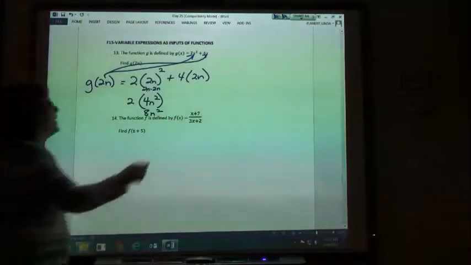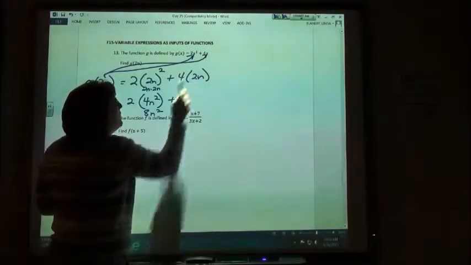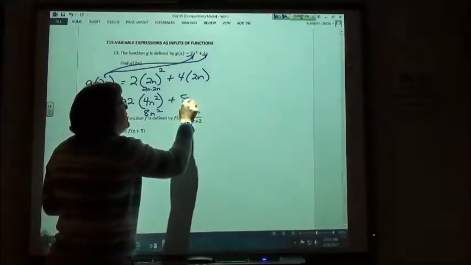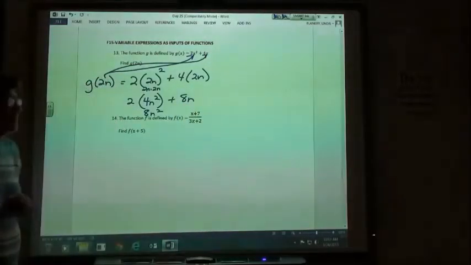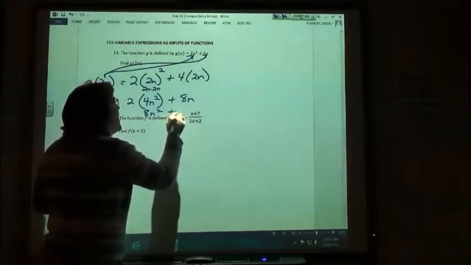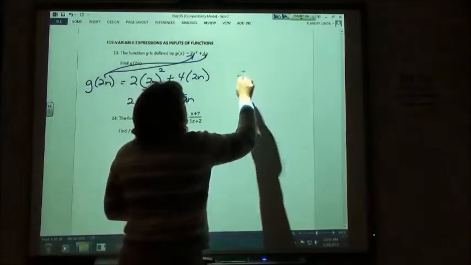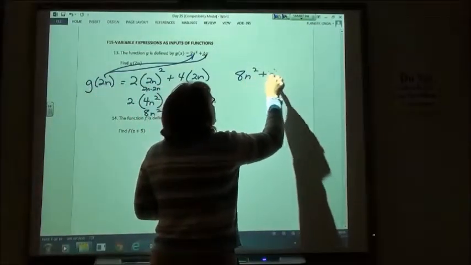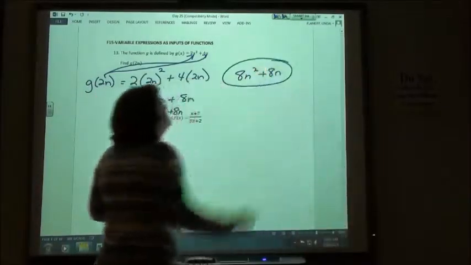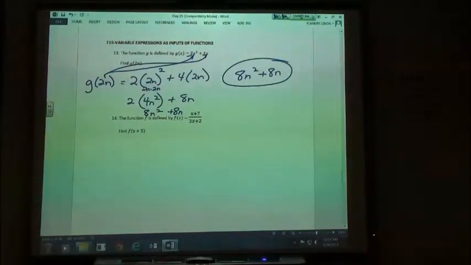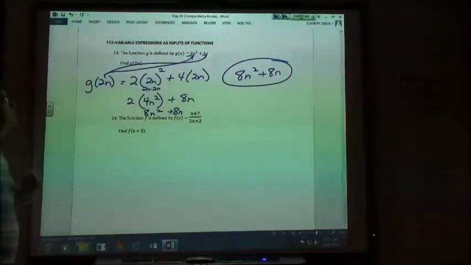On the other side, we just have 4 times 2n. 4 times 2n is 8n. And so my answer, because I can't combine those, is 8n squared plus 8n. So then you just multiply those two and it's 8n.